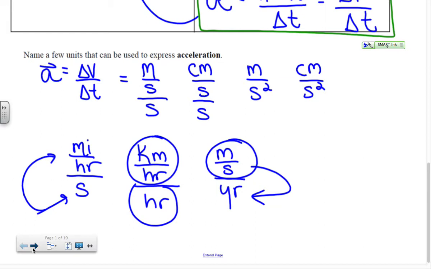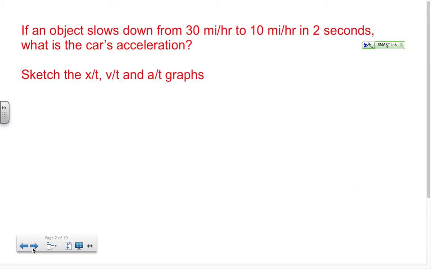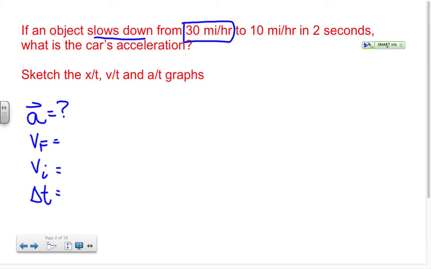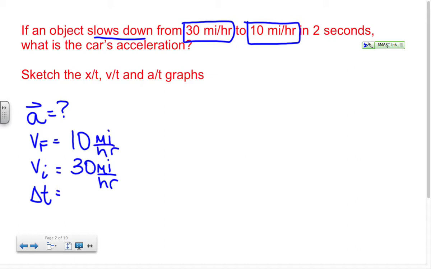So let me just do one quick example to show you what I'm looking for, and then you can get started on your calculations. Now, I know that in this problem, I'm going to be solving for acceleration. So that means there's a VF somewhere in the problem, there's a VI somewhere in the problem, and there's a delta T somewhere in the problem. So I've got an object. I know it's slowing down because it tells me. And it's slowing down from 30 miles per hour, so my initial velocity is 30 miles per hour. And I know that my final velocity is 10 miles per hour. And I know all of this takes 2 seconds to do, so there's my delta T.